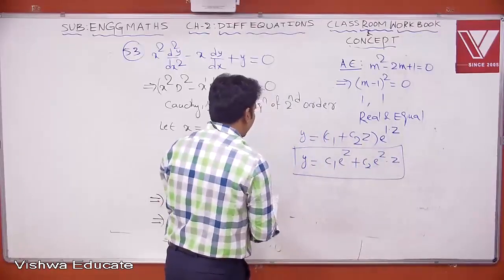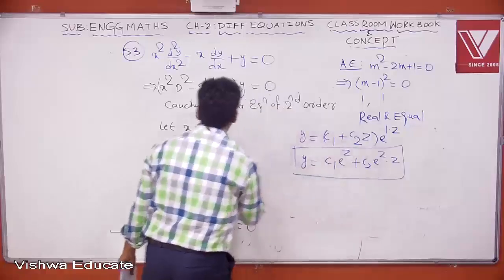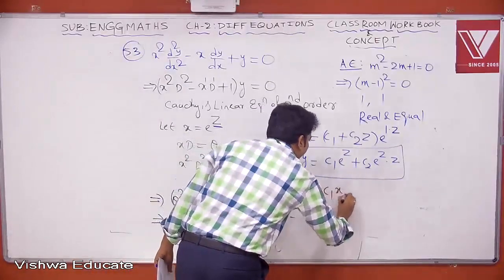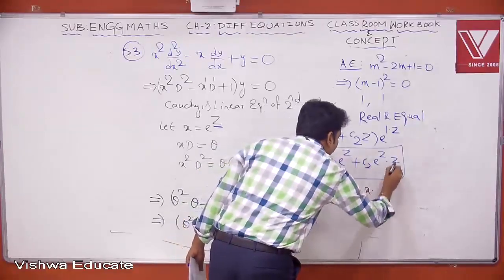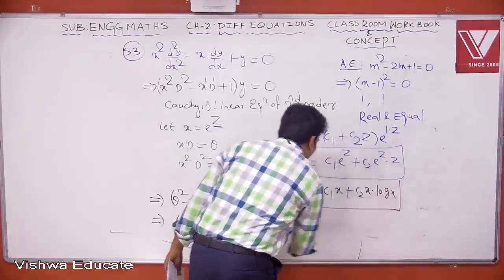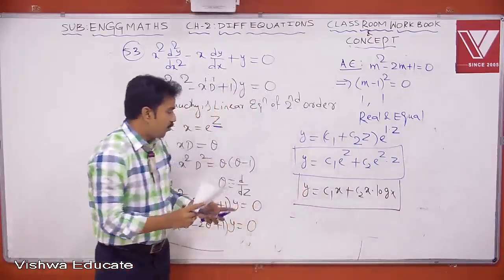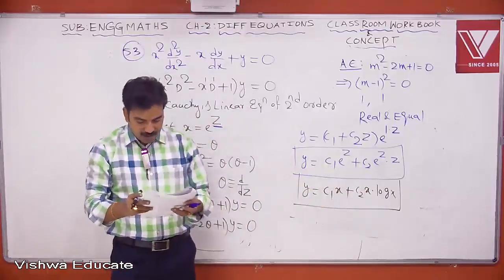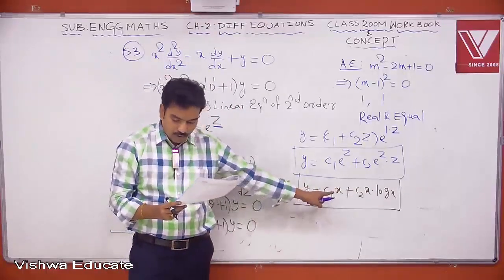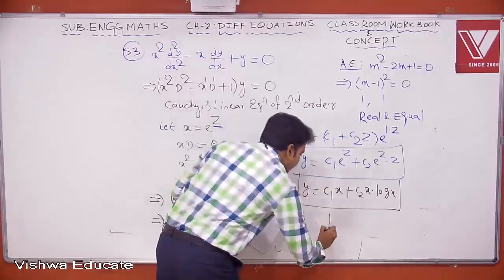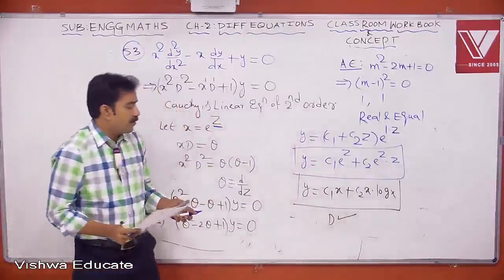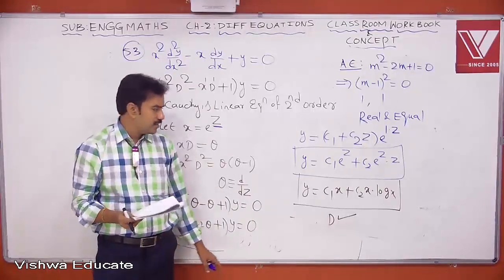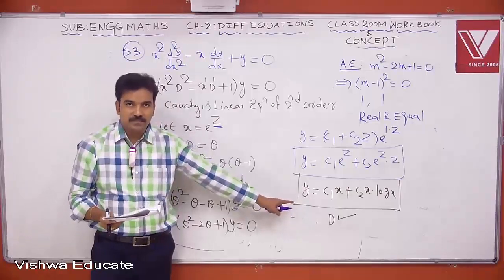But finally, this z is replaced by log x. So here e power z is x. Therefore this is c1 into x plus c2 into x into log x, since z is nothing but log x. So it is constant into x plus constant into x log x. So option D is right. In place of c1 and c2, they mentioned capital A and capital B. They are general constants. Therefore option D is the right answer.